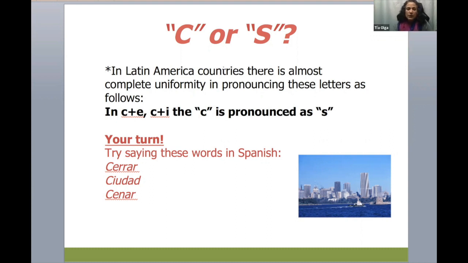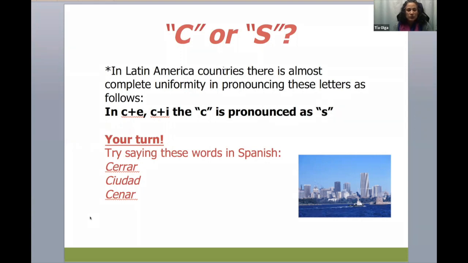That part is important when you have the letter C. The letter C plus E or I in Spanish, we pronounce like S. It's the same as S. In Spain, maybe, I'm not good at that, but it would sound like th. But in Latin America, we say se, si.